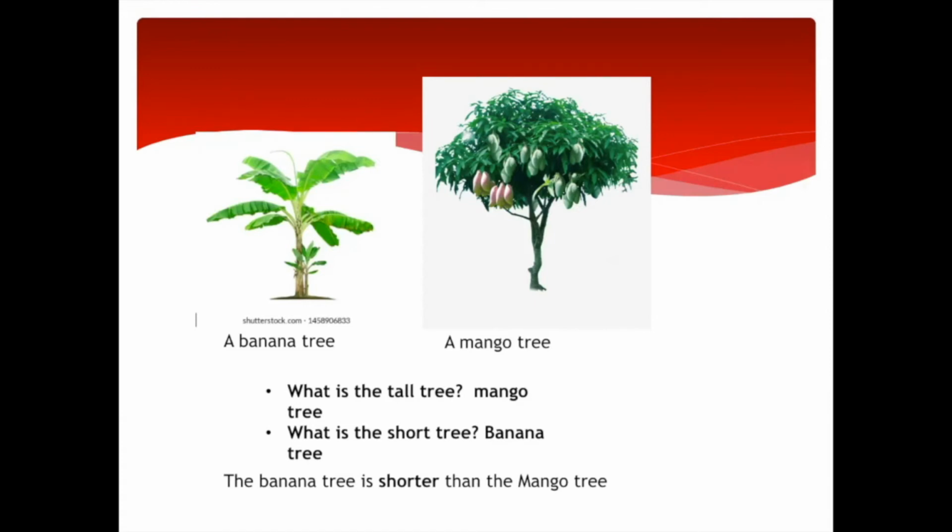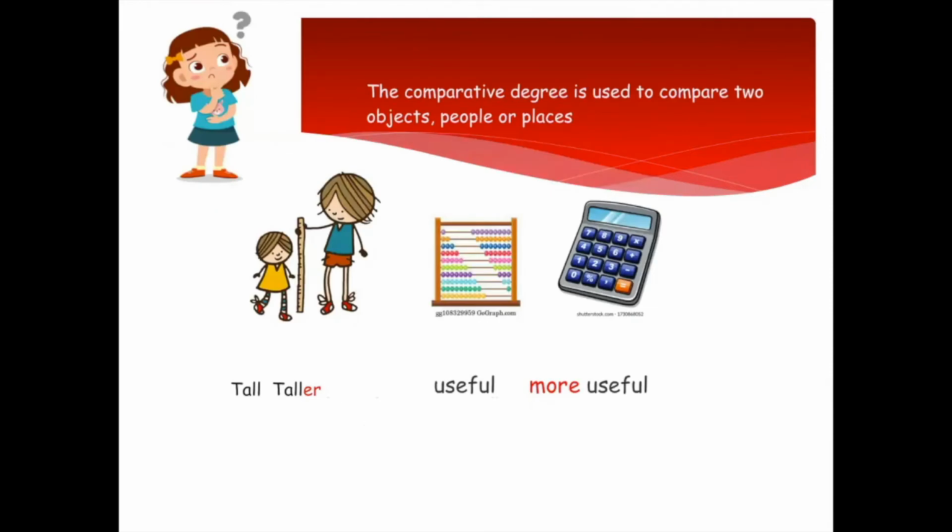Now we can write it like this. The banana tree is shorter than the mango tree. We have used the adjective shorter to compare the two trees. So, here we have used the comparative degree of adjectives. What is it?